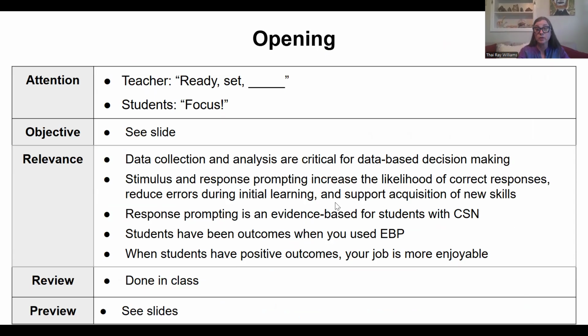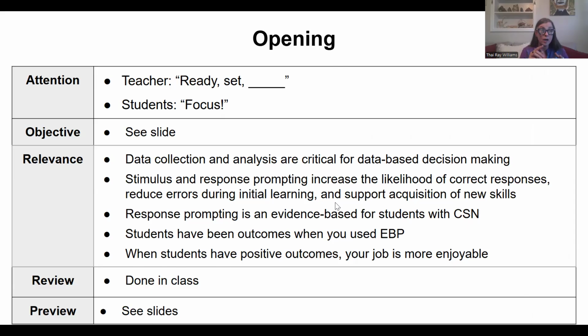Why is this important to you? Well, you know all about data-based decision making, and you have to collect that data, you have to analyze that data in order to make those data-based decisions, so you are providing the instruction that students need where they need it. Stimulus prompting and response prompting increase the likelihood that students will have correct responses. It reduces errors, and it increases and supports students' acquisition of new skills.